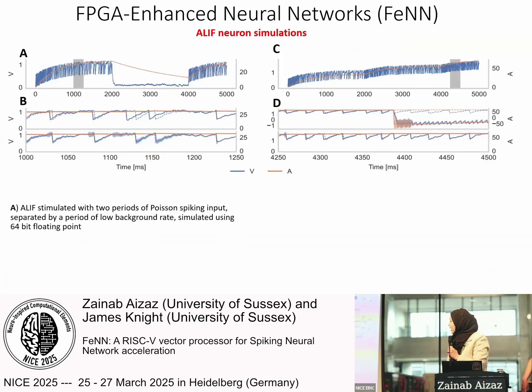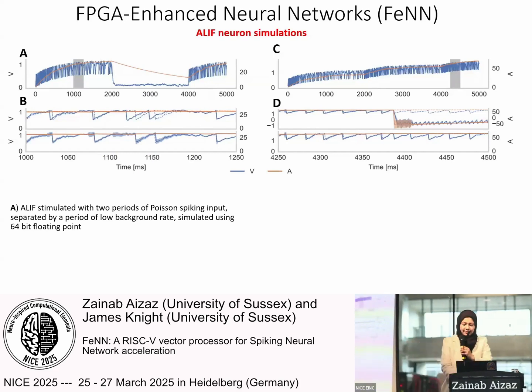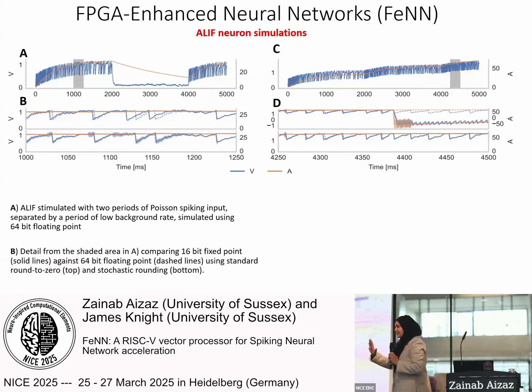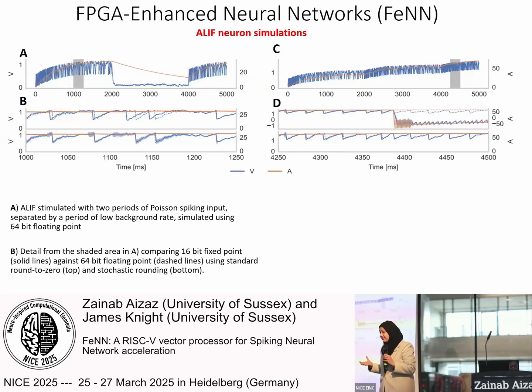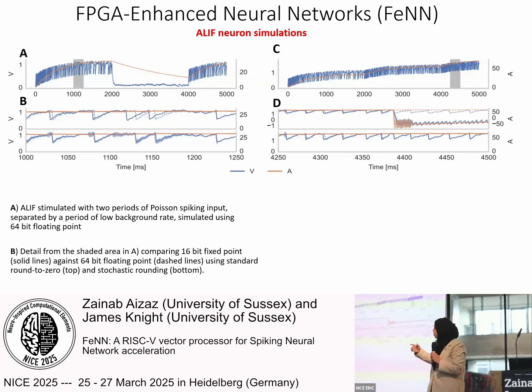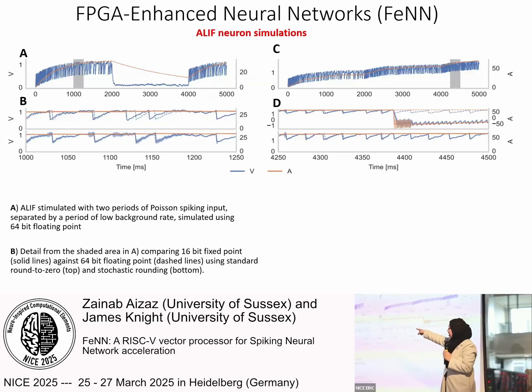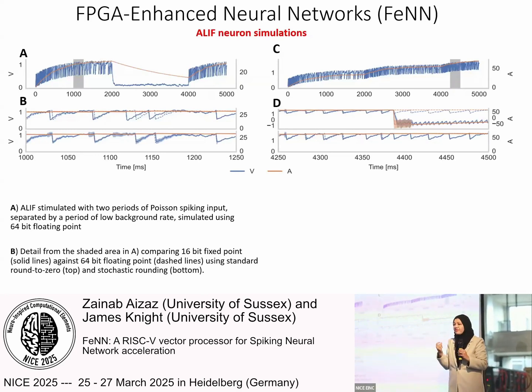You can also see in graph A that we simulated 2 periods of Poisson spiking input using 64-bit floating point. Then at the bottom, for any SNN in software, how do we execute 64-bit floating point, right? We don't have that much space on our vector processor. We are using 16-bit fixed point. So the dashed lines in the top diagram of B are 64-bit, and the solid lines are simulated by FeNN with 16-bit fixed point. You can see there's a large deviation, so it's not that accurate. So what we did with stochastic rounding, in the bottom diagram, we achieved something really close. That's how ALIF with stochastic rounding worked really well for our FeNN.